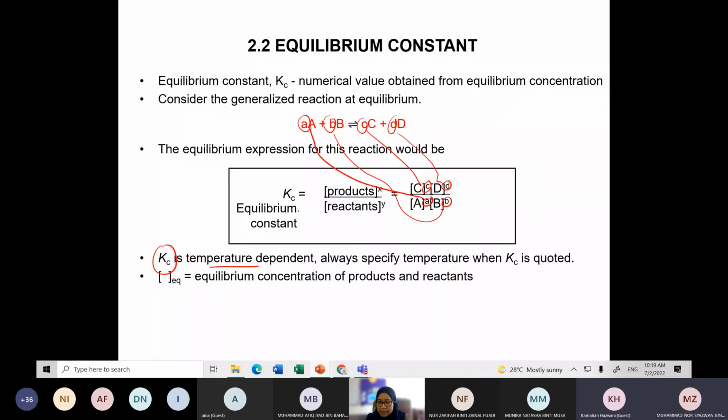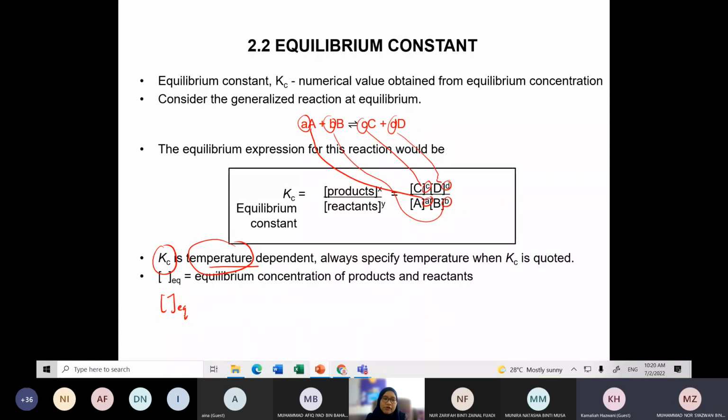That's why every time it involves a Kc problem or Kc question, the question needs to specify the temperature. We want to know whether the Kc is constant or whether it varies because of the change in temperature. Normally we would fix the temperature. So you have to calculate the value of Kc. And then the concentration at equilibrium, it means the equilibrium concentration of product and reactant.